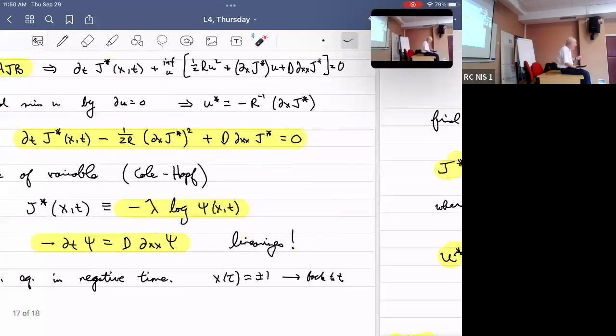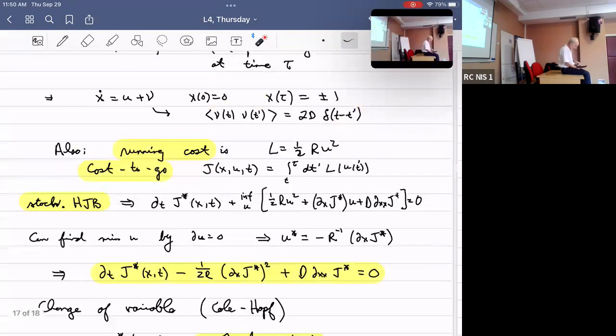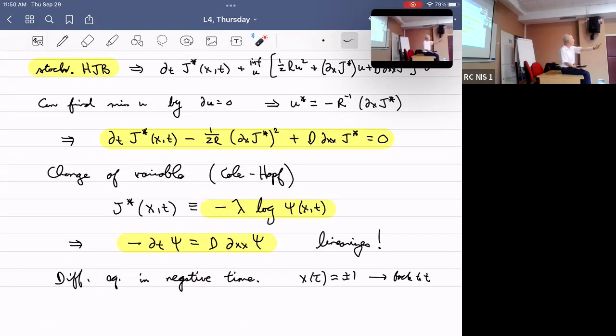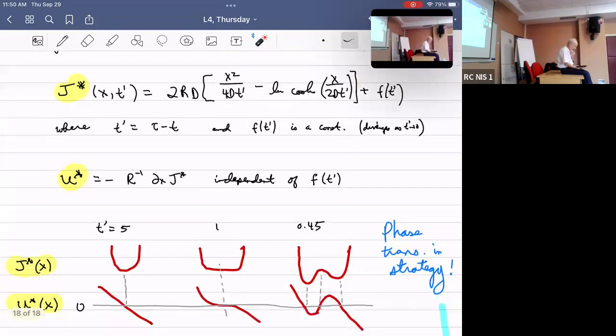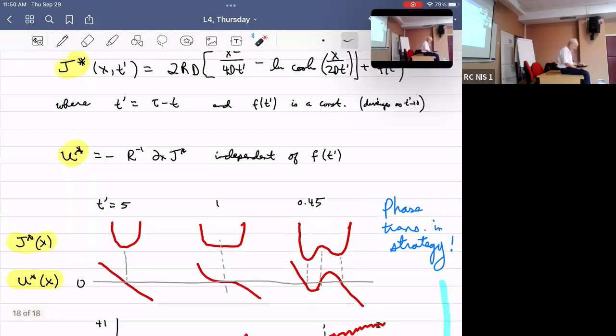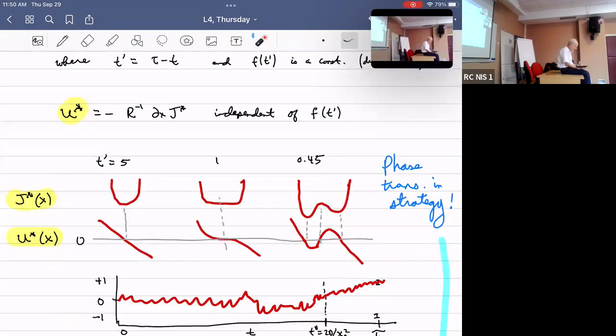Okay. So now we just have to solve the diffusion equation. Notice that there's a minus sign. So again, as is usual in these problems, we're solving it from the goal back in time. And so it's a diffusion problem backwards in time from a starting point given by this sum of delta functions. So that's something that one can solve for psi and then turn it back into an equation for J. And the interesting thing is the result here, where if you plot the J star and the corresponding U, which is related to its derivative, it goes from a quadratic looking thing to a quartic to a double well shape. So exactly like a phase transition, free energy in a phase transition.